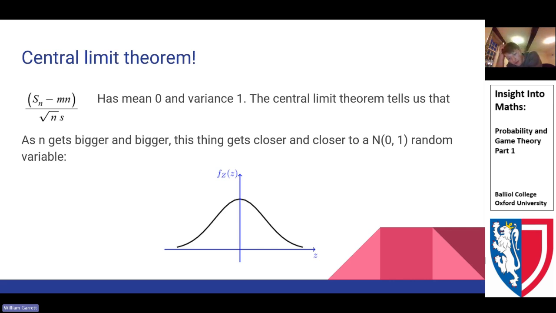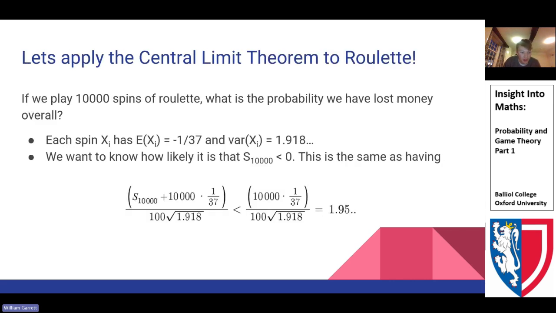Does that make sense? Thumbs up if everyone believes that we lost money if S 10,000 is less than 0. Yeah. So if anyone's unsure about that, the point is that S 10,000 is the sum of our profits from our first 10,000 spins. And we lost money if our profit is negative. Okay. So let's go. We're going to calculate.